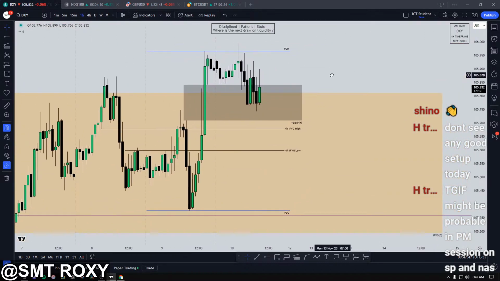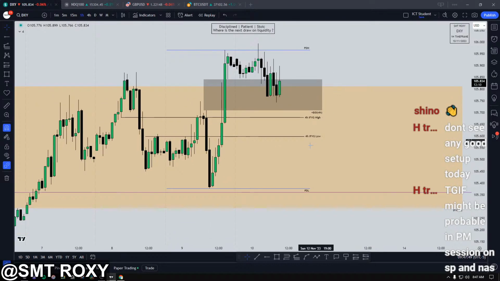So yeah, that's pretty much it really. It's kind of like a fake out for right now for dollar. I was measuring the 1 hour range, this one right here, from this low to this high up here. That's something I was measuring.